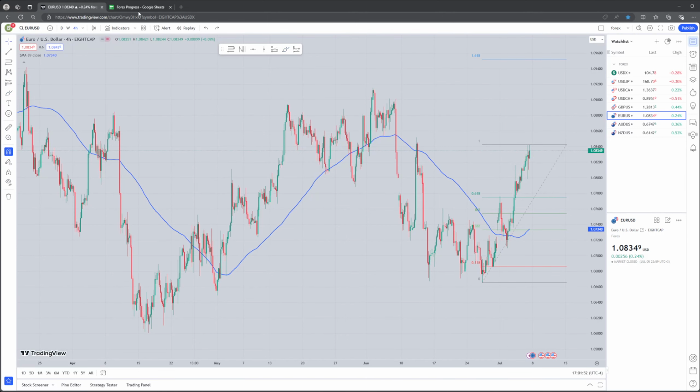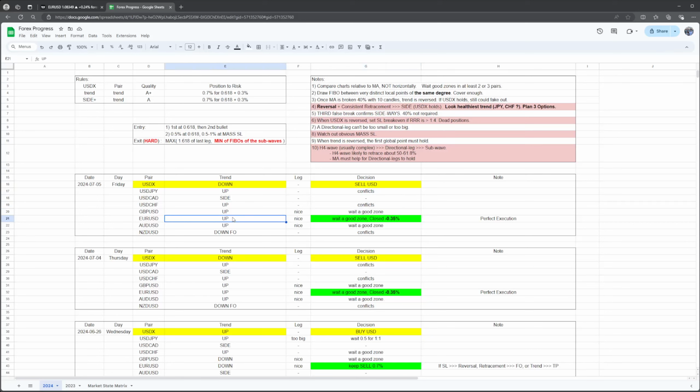Okay, let's write it down. Euro USD trend is up, leg size is nice, and our decision is to wait for a good time. So currently we had a sell position on Euro USD when the USD index trend was up, meaning that USD was strong, but the trend reversal happened in the last 2 days, so we had to close the buy USD positions, and for it we lost about 0.35% of my account, which is totally calculated risk, and which is just a perfect execution.